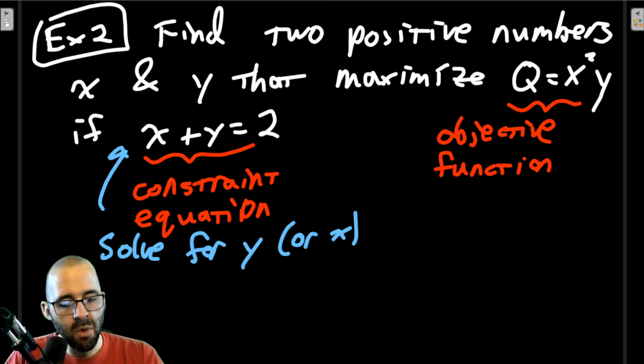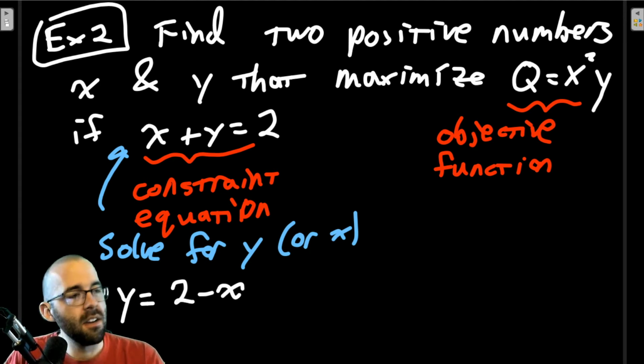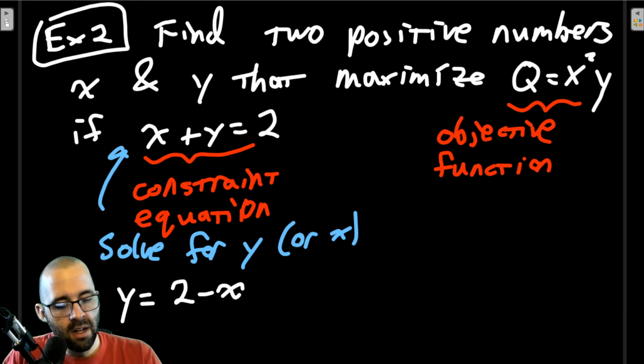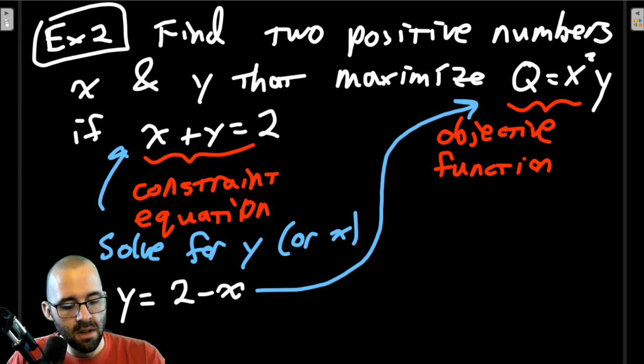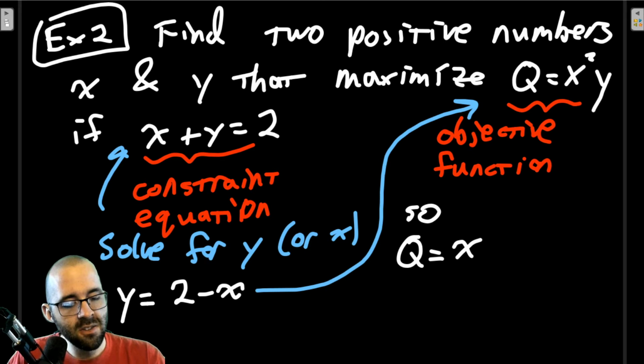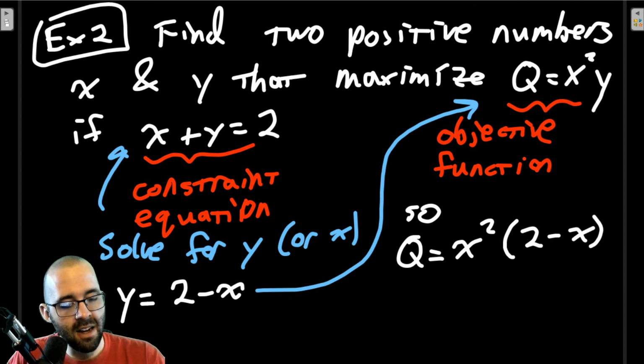So we solve for y, we subtract x from both sides, and we're going to get y is equal to 2 minus x. If y is equal to 2 minus x, we can plug that into our objective function and eliminate one of the variables. If y is equal to 2 minus x, that means that q is going to be x squared times y. But what is y? y is 2 minus x.